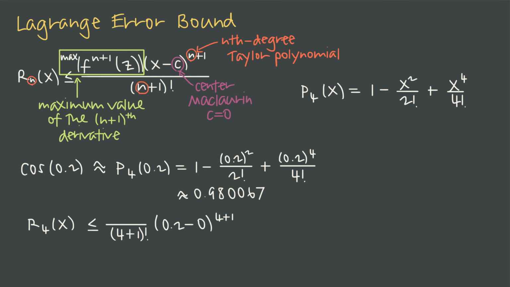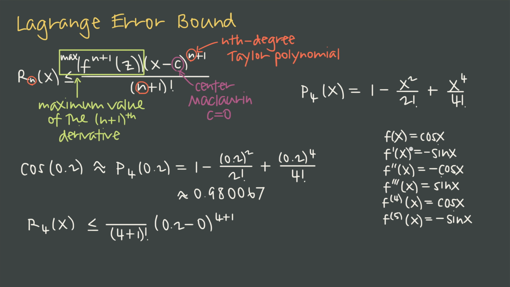Well, let's go back to our derivatives that we found earlier. Our original function here is cosine. Before, we took derivatives all the way down to the 4th derivative in order to build the 4th degree Maclaurin polynomial. So we already know all these derivatives, and the 4th derivative was the cosine function, which means the 5th derivative is the derivative of cosine, or negative sine. What we're saying then is that we're looking for the maximum value of the 5th derivative at z.